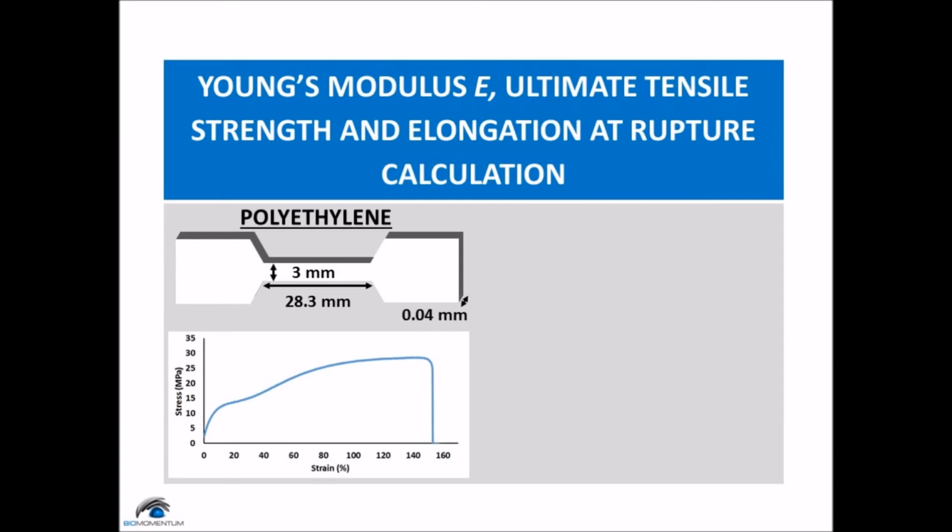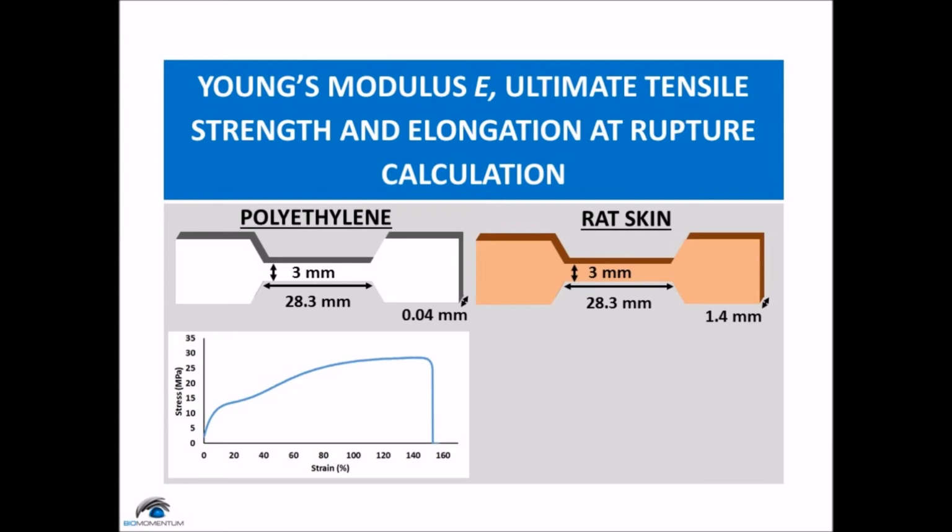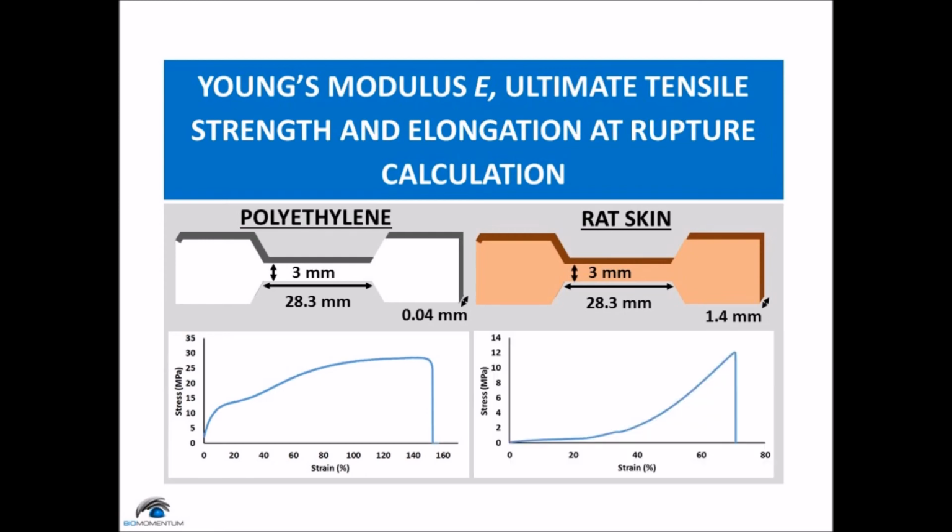And now, the data from the tensile test of the rat skin sample. The width being 3 millimeters, the initial length being 28.3 millimeters, and the thickness being 1.4 millimeters. Here is the stress-strain curve of the rat skin sample. The ultimate tensile strength and the elongation at rupture can be obtained from those curves.